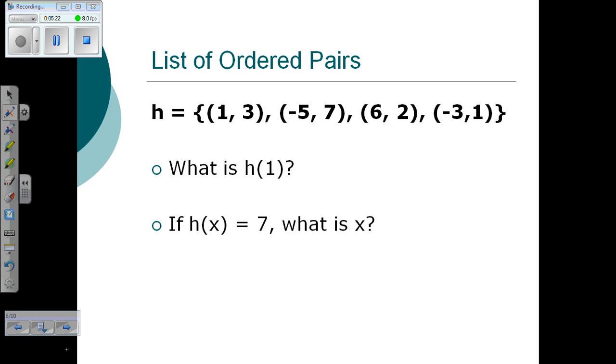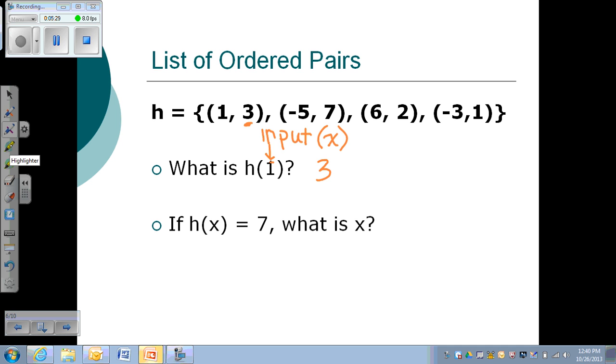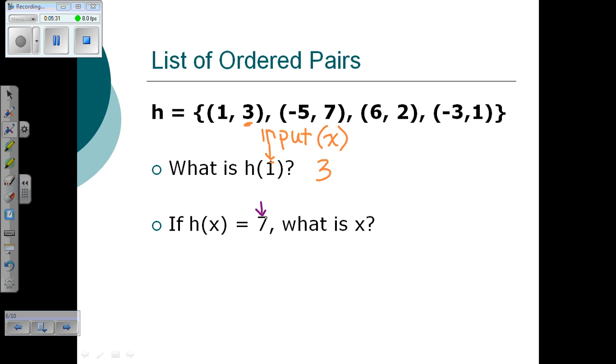On the other hand, if I say, if h of x equals 7, what is x? Again, I want to think, what are they telling me? What are they giving me? In this case, when I tell you that h of x equals 7, I'm telling you that the output is 7. And output is the y value. So I'm saying the y value is 7. What is the x value? What's the input? So that would be right here. If the output is 7, the input was -5.